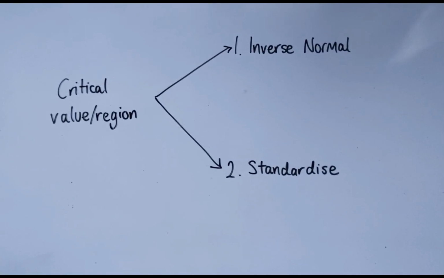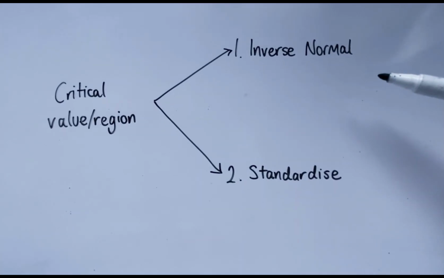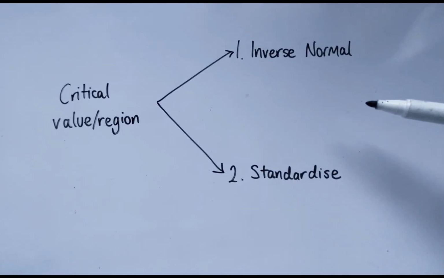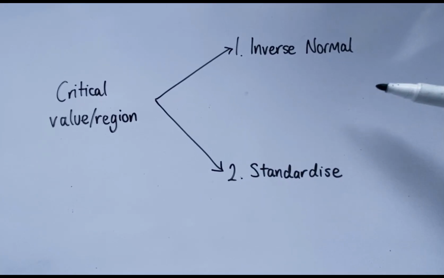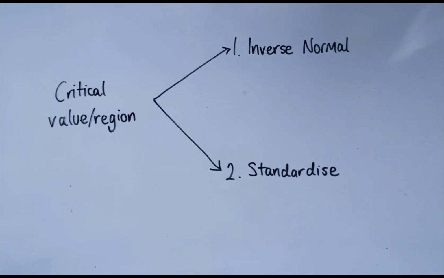If you need to find a critical value or region for a hypothesis test for the mean of a normal distribution, you can either use the inverse normal distribution function on your calculator to find the values or region for x bar directly, or you can standardize the test statistic.